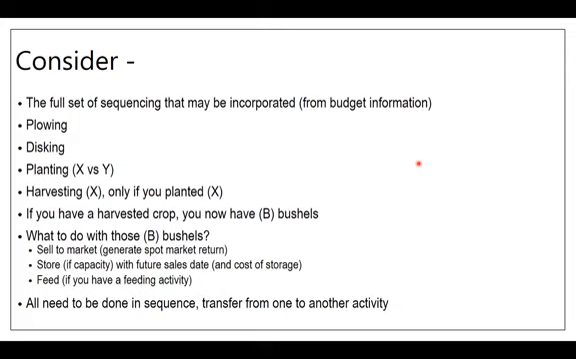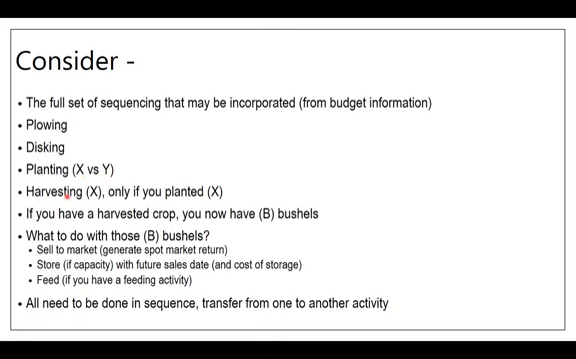And now let's consider what we have, or what we've gained. We could consider now thinking about our crop model as a full set of sequenced activities, where we first plow, and once we plow, we're allowed to disc, and once we disc, we're allowed to plant, and we might make a choice to plant either X or Y.